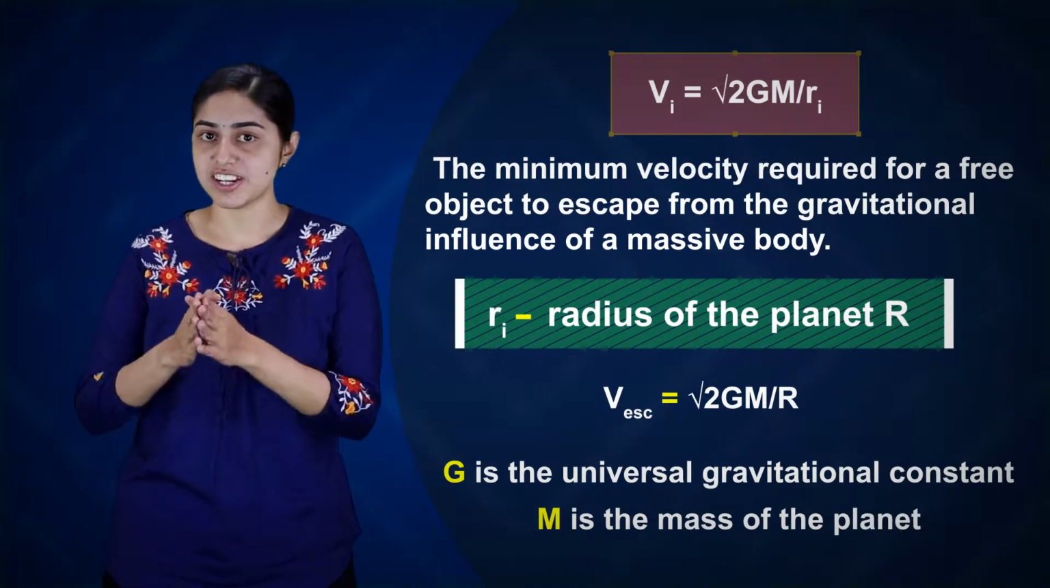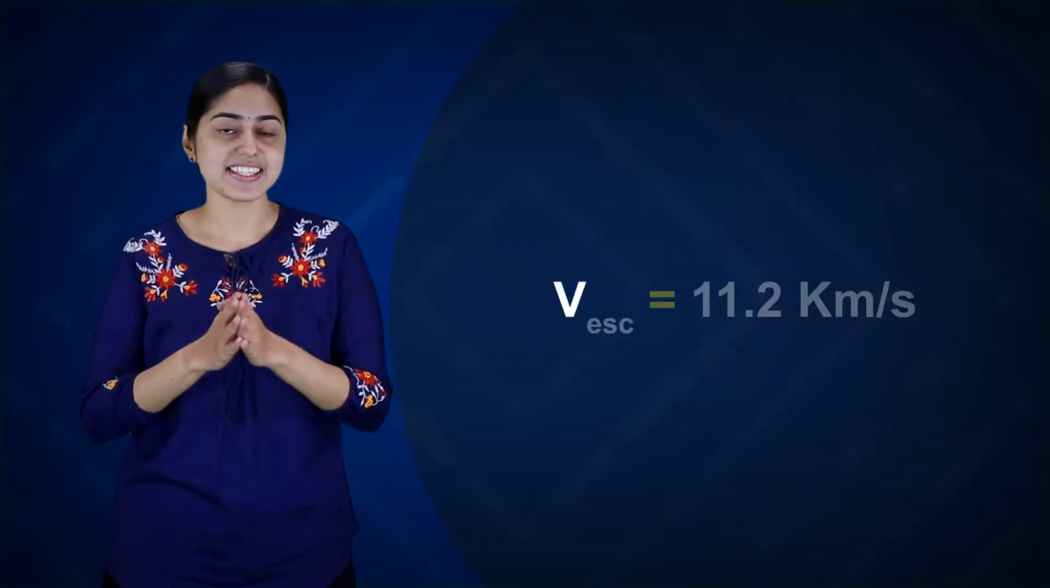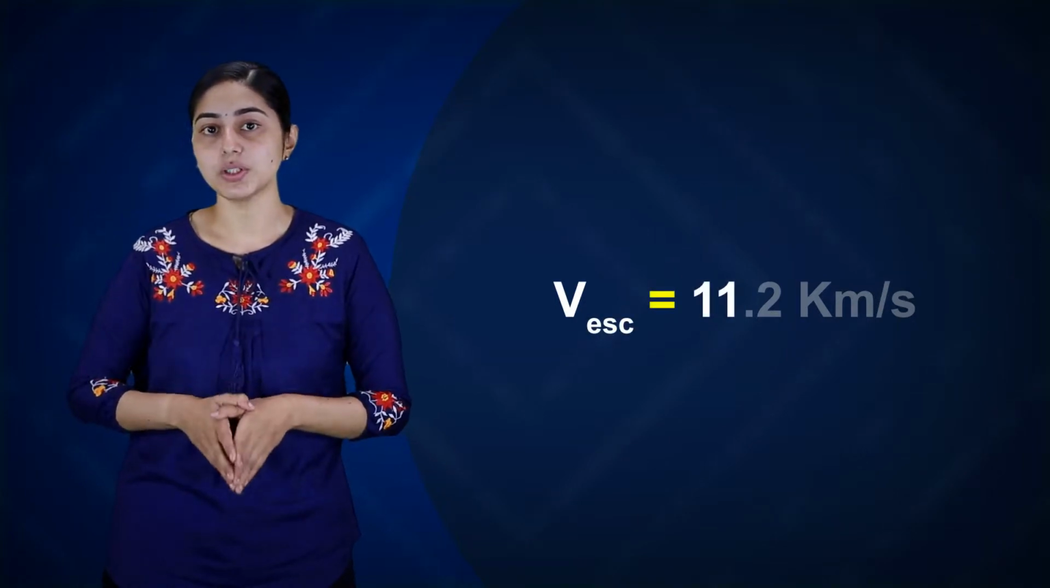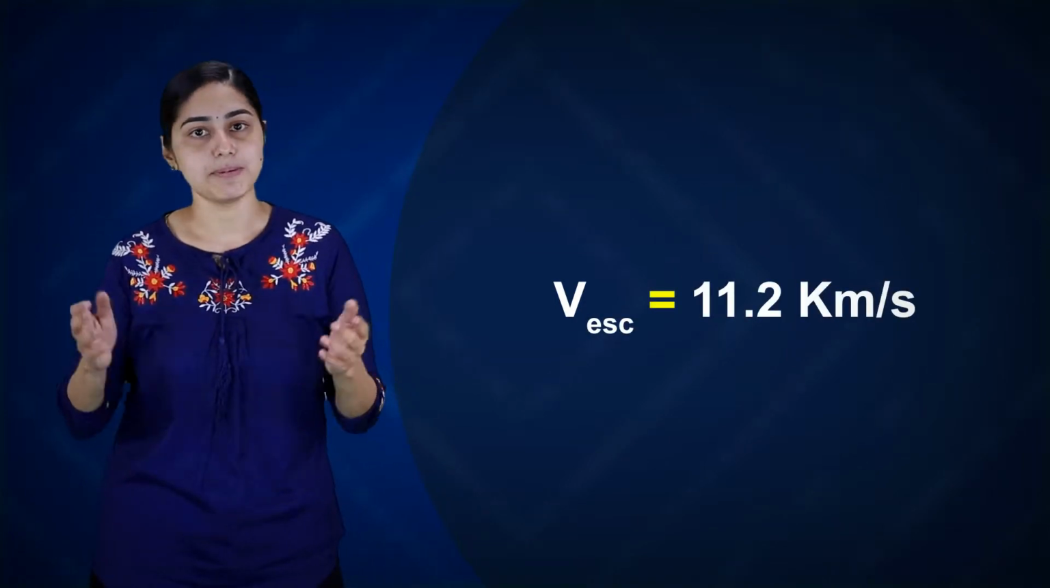Substituting these values with respect to Earth, we get the escape velocity V escape to be equal to 11.2 km per second. Thus, for our paper rocket or any other object to escape from the surface of the Earth, we need to provide the escape velocity equal to 11.2 km per second.